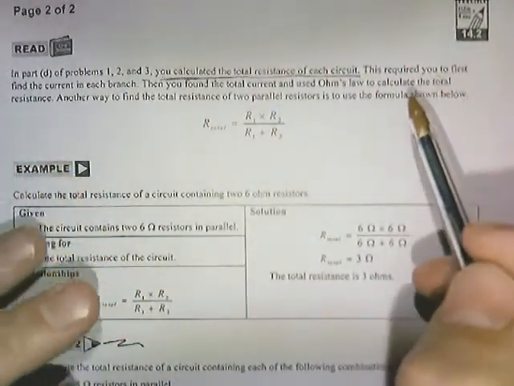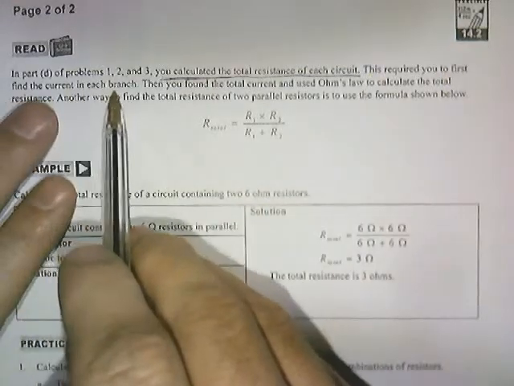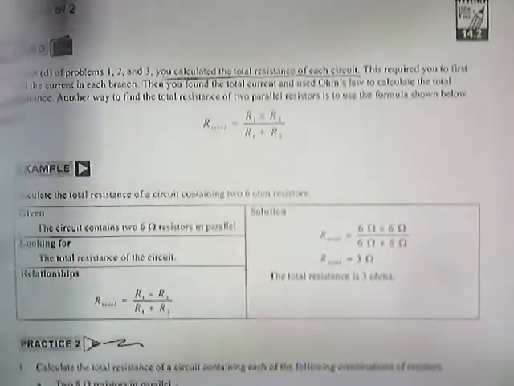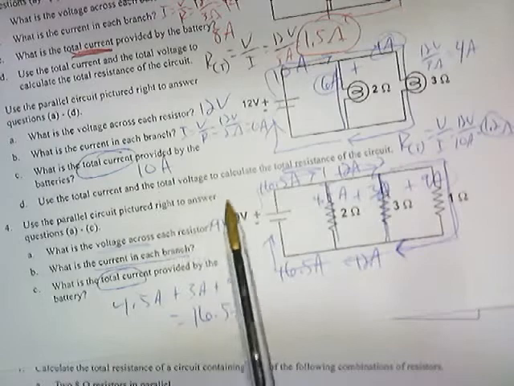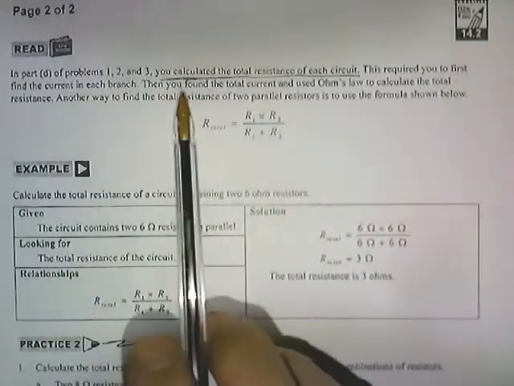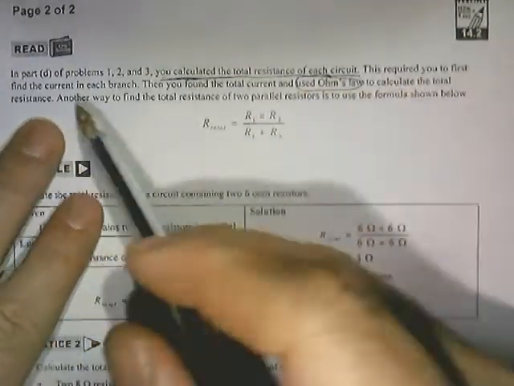This required you to first find the current in each branch. Right? That's what we did. That's how we solved for total resistance. Right? We simply just did our calculations, and we calculated for resistance as voltage divided by current. And then we found the total current and used Ohm's law, right? This is what we did. We used Ohm's law to calculate the total resistance.